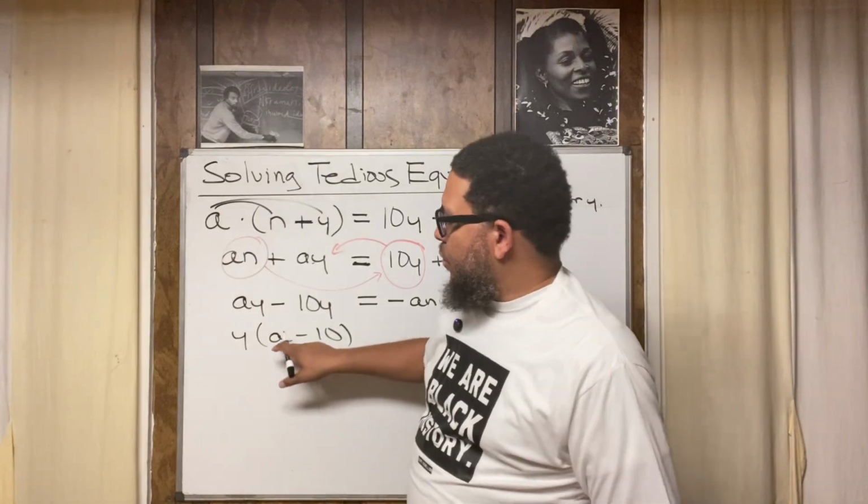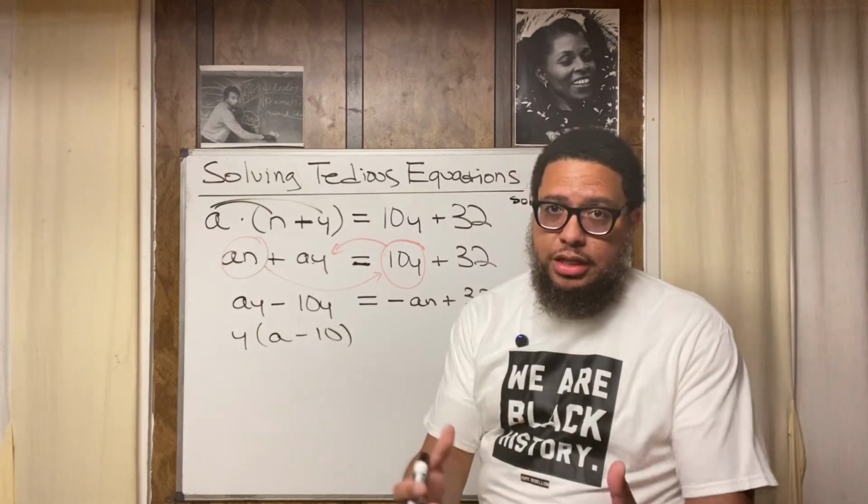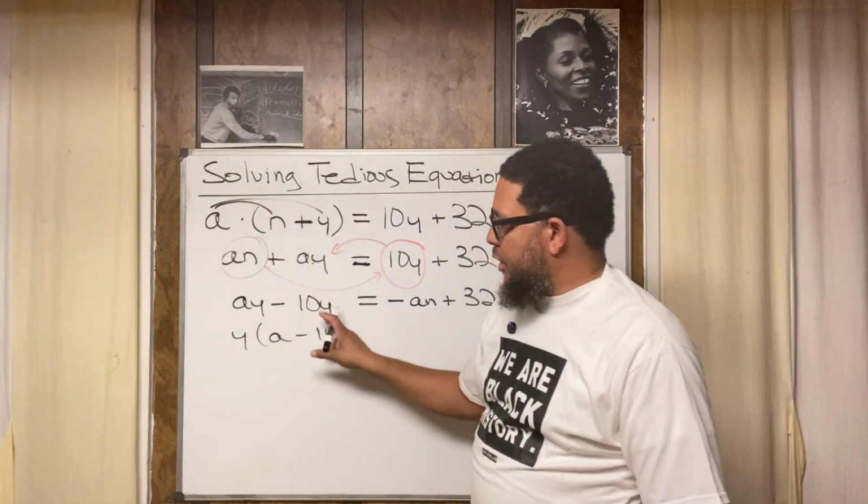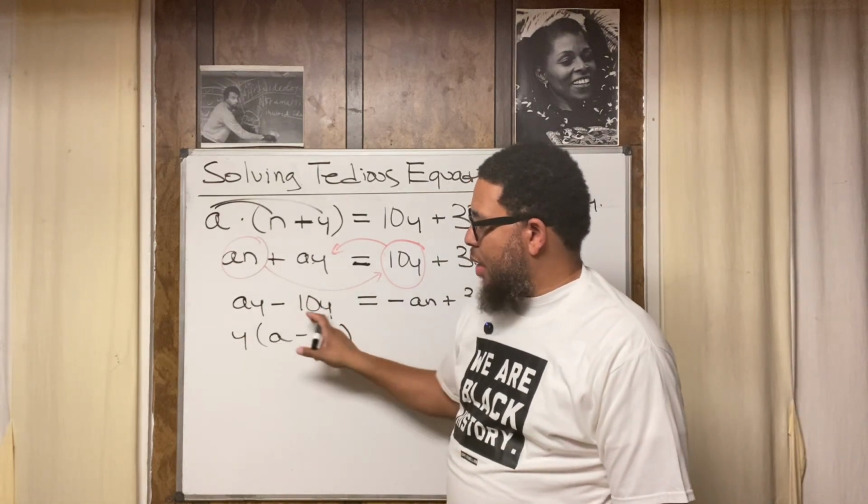All right, so anyway, where does the A minus 10 come from? If we use the GCF method, we understand that Y is the greatest common factor of both of these terms, because Y is common.